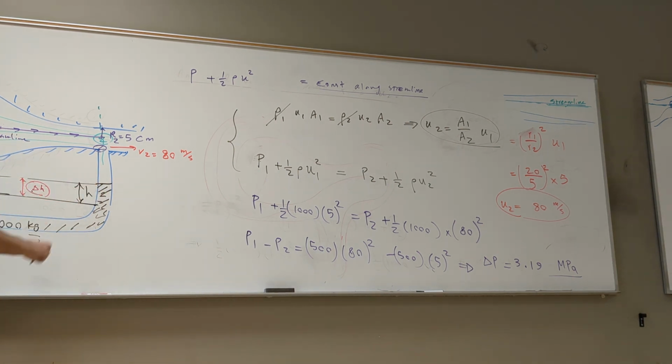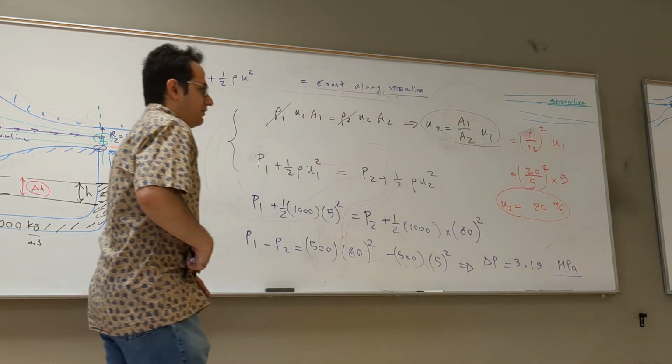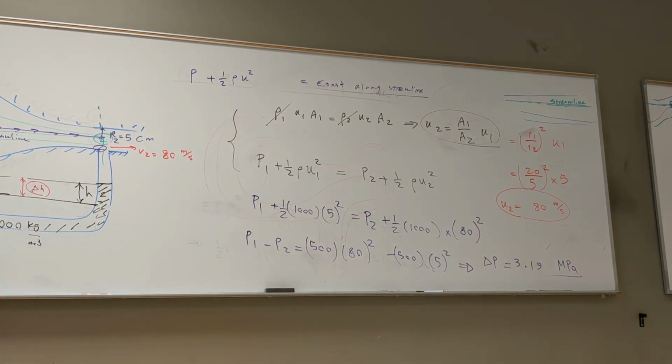P1 minus P2 is equal to a positive number. That means we have more pressure here. And it's equal to 3.19 megapascal. It's like 30 atmosphere. It's a huge value.